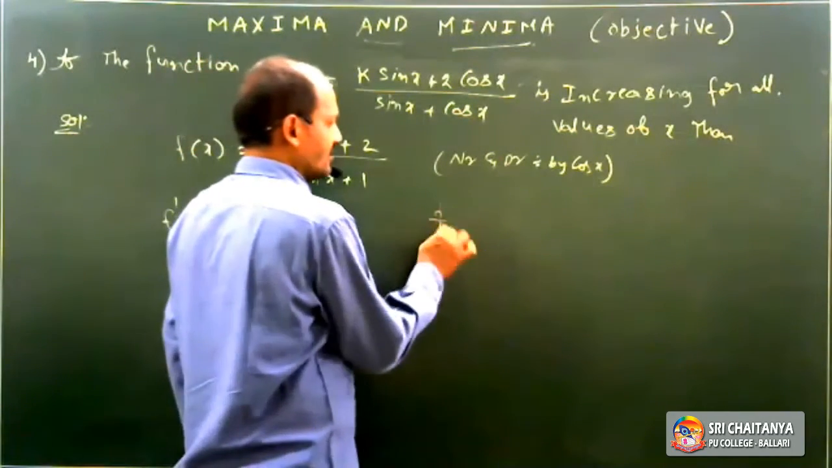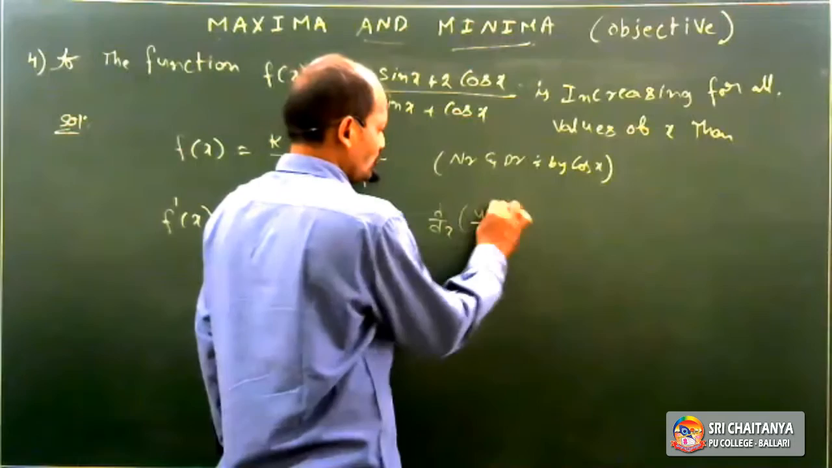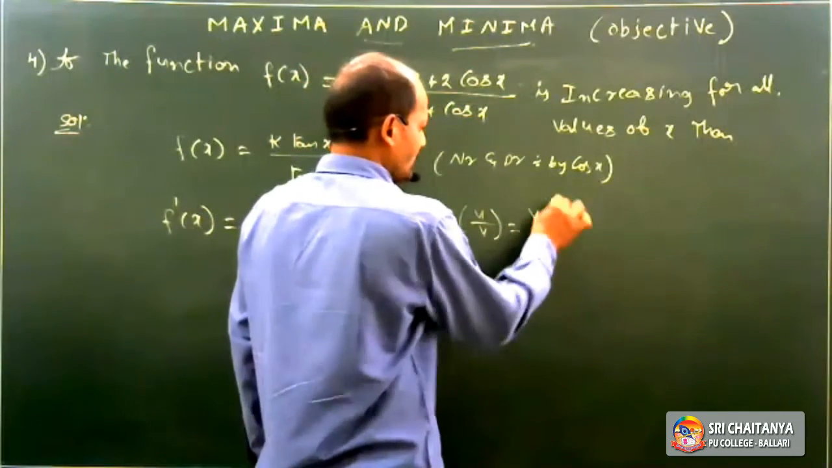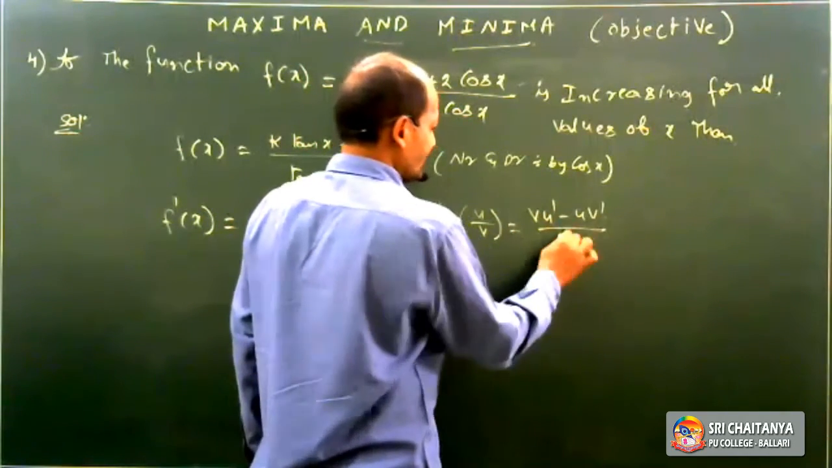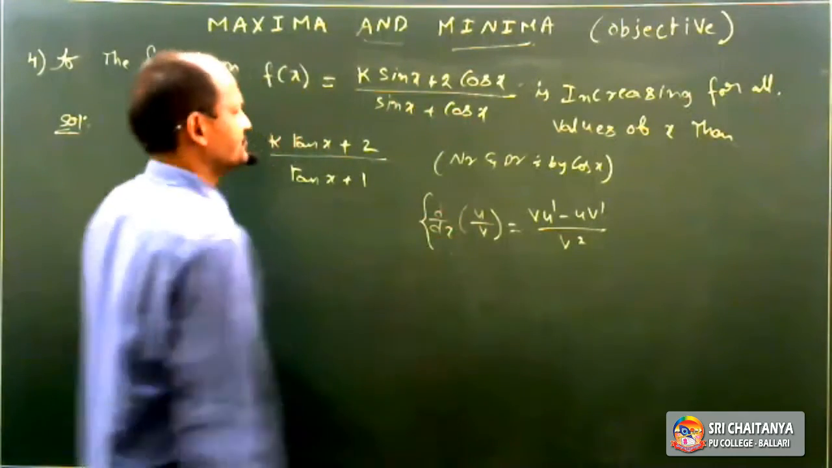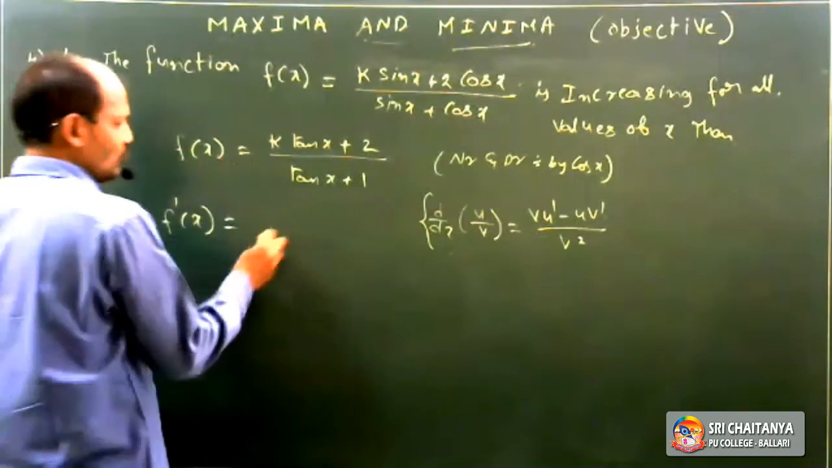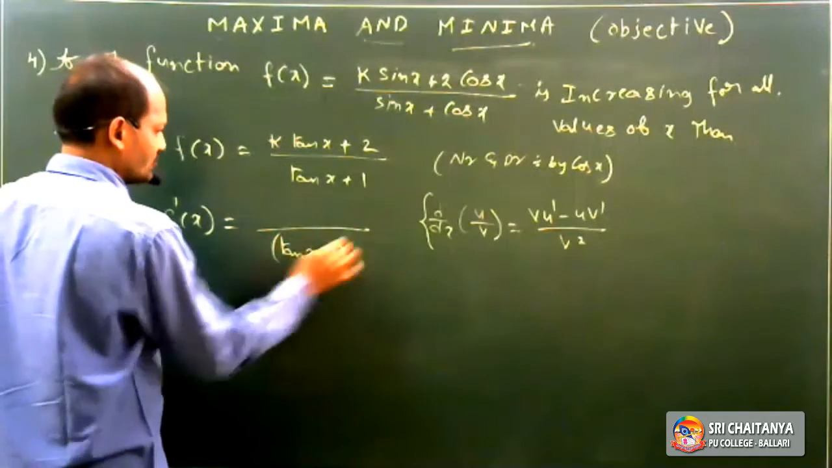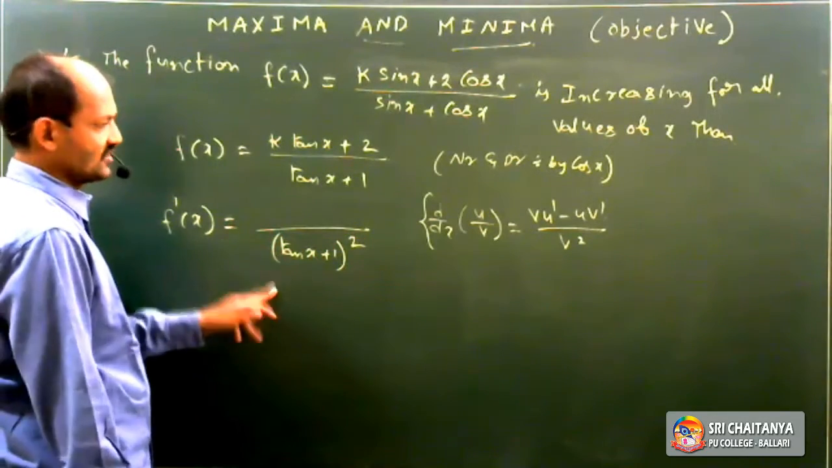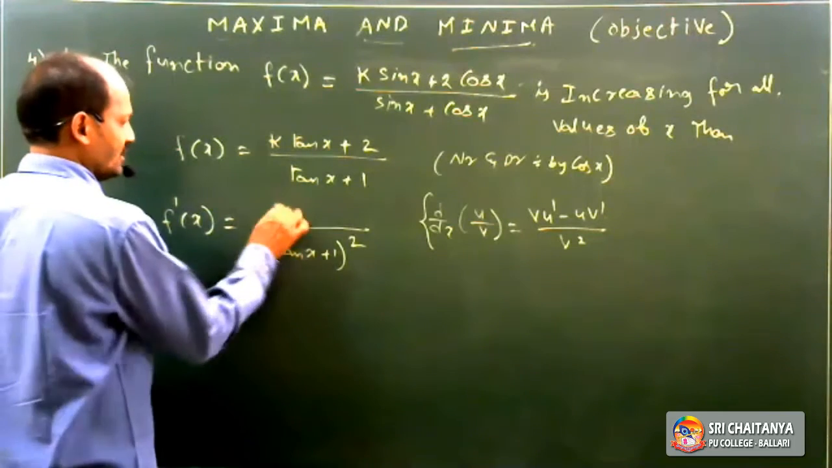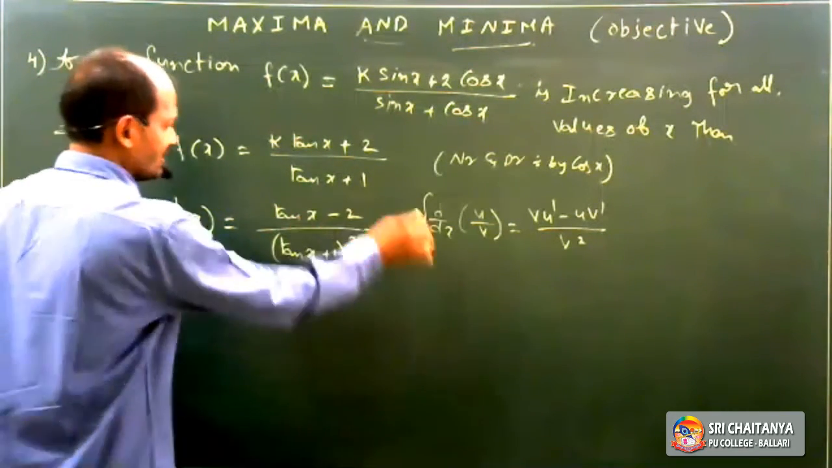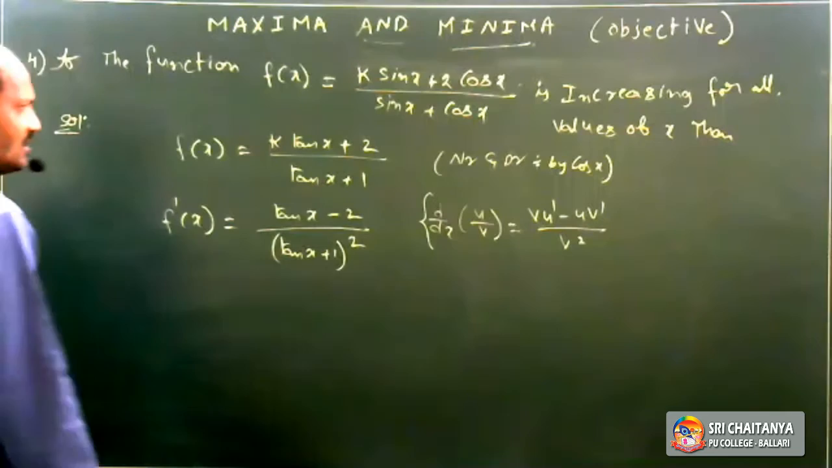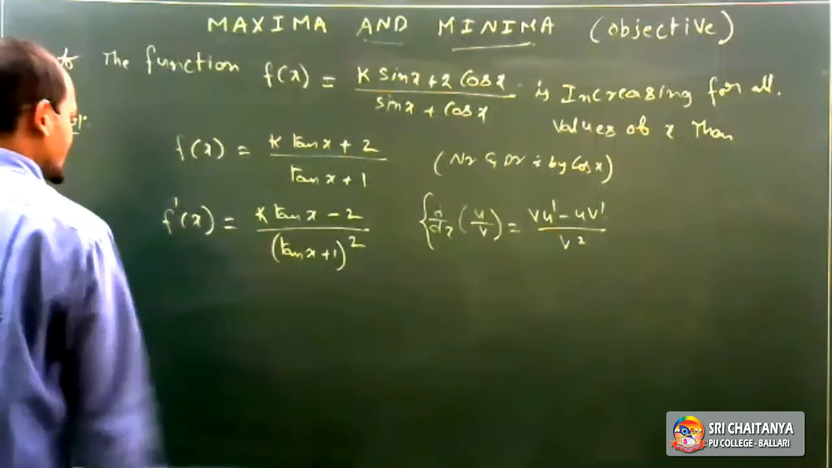Derivative of u by v form. It is the derivative of u by v: v u dash minus u v dash divided by v square. So after the derivative of u by v, we get tan x plus 1 whole square in the denominator, v square. V u dash minus u v dash, we get k tan x minus 2.